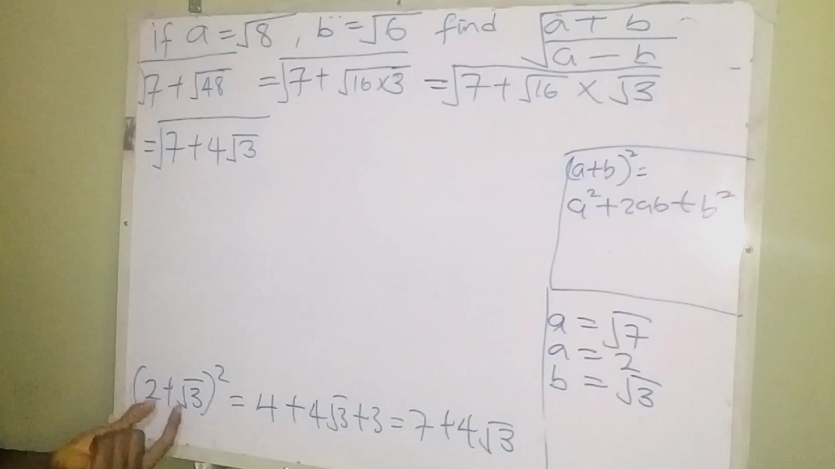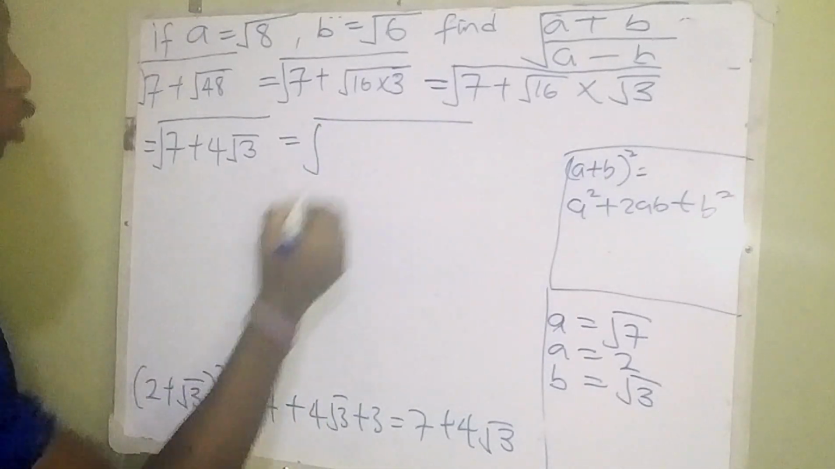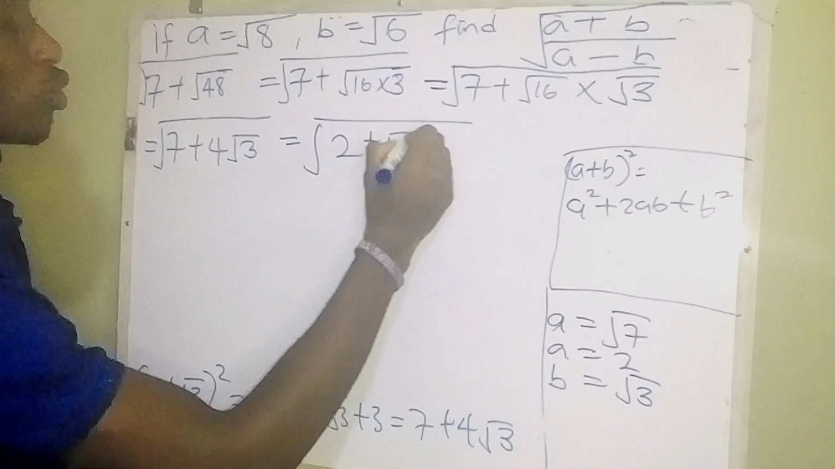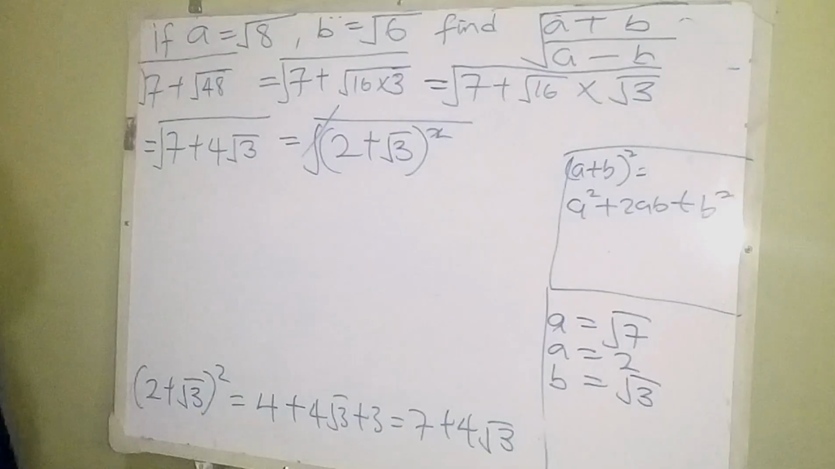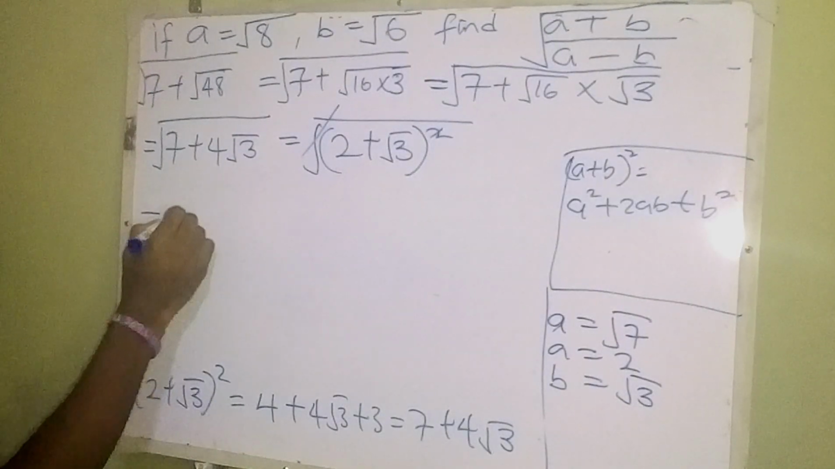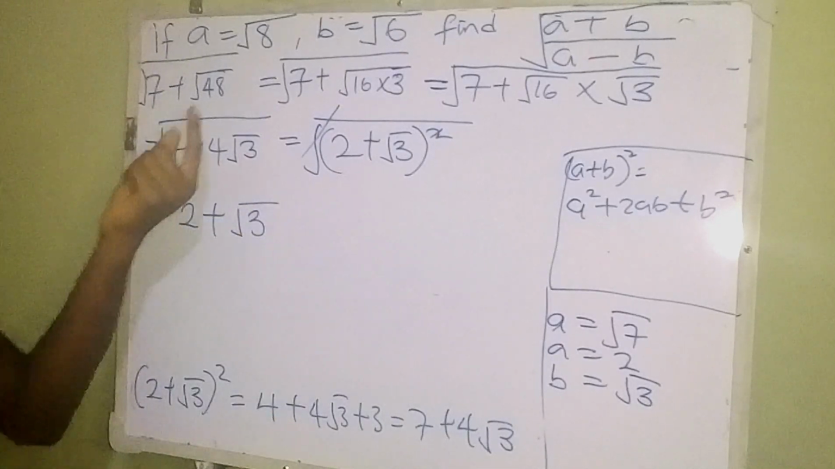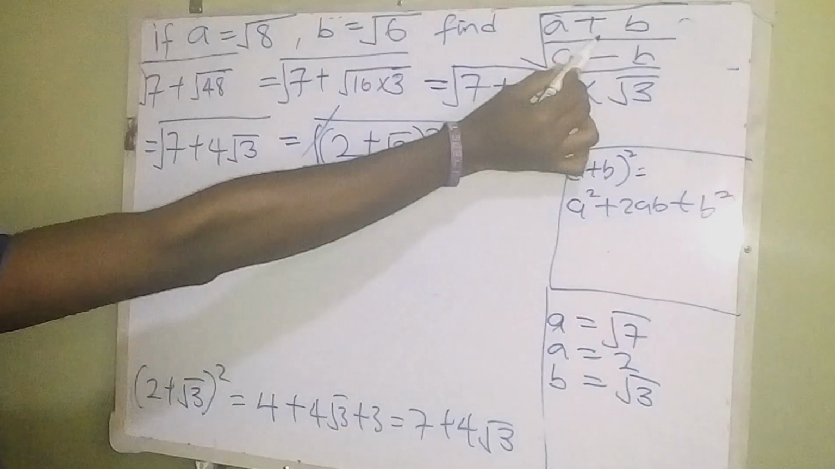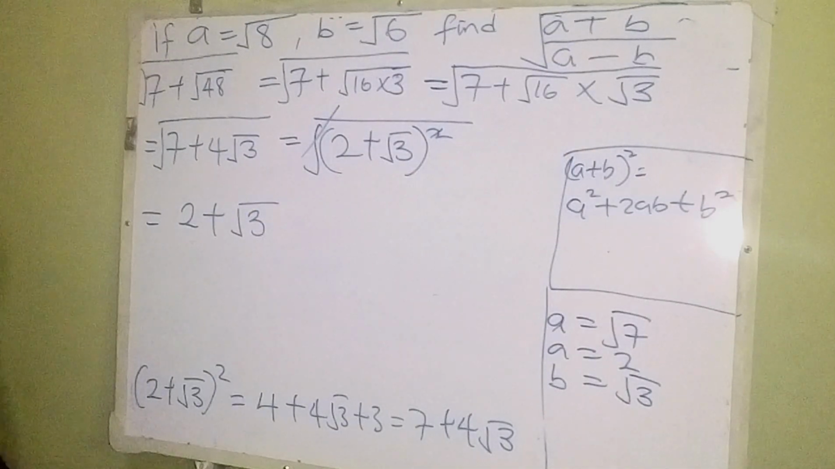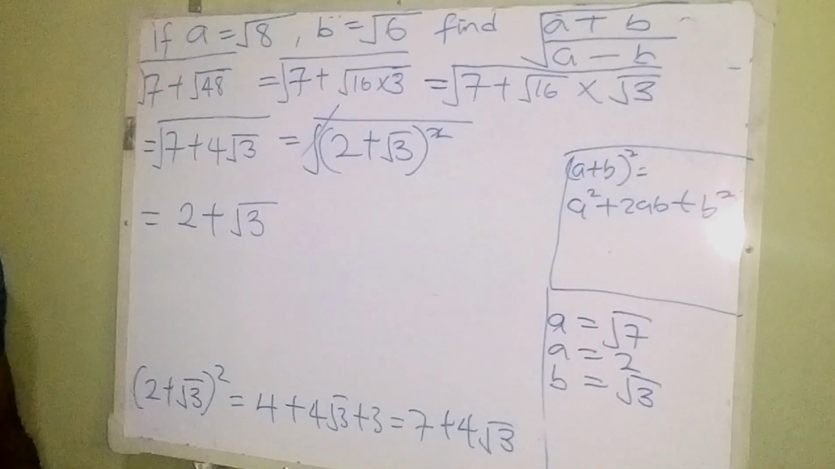Now, since this is the perfect square trinomial of this, we can just bring it here and say square root of 2 plus square root of 3 all squared. Now this square cancels out, and our final answer will be 2 plus square root of 3. Now this is the value of what we were asked in the question. So we have found a plus square root of a plus b divided by a minus b.